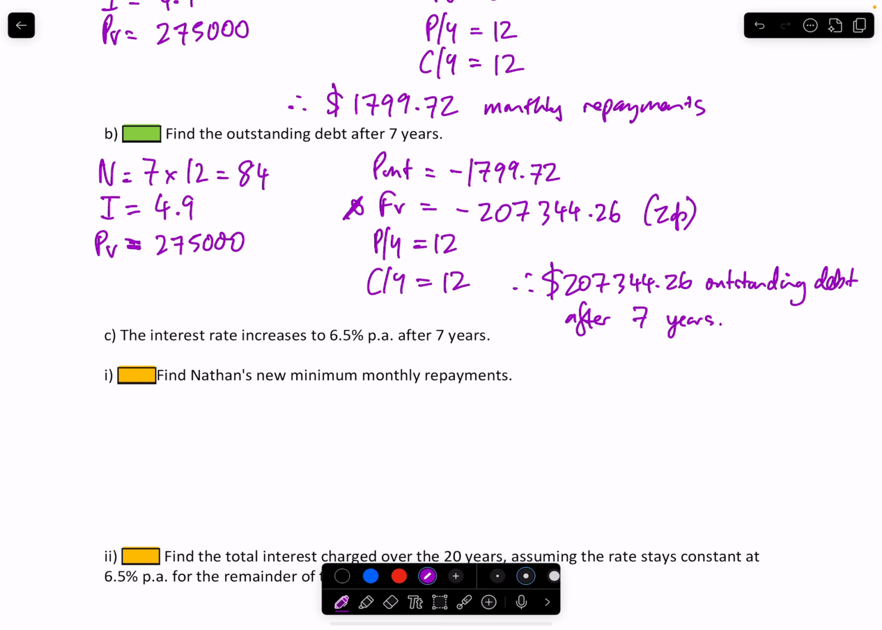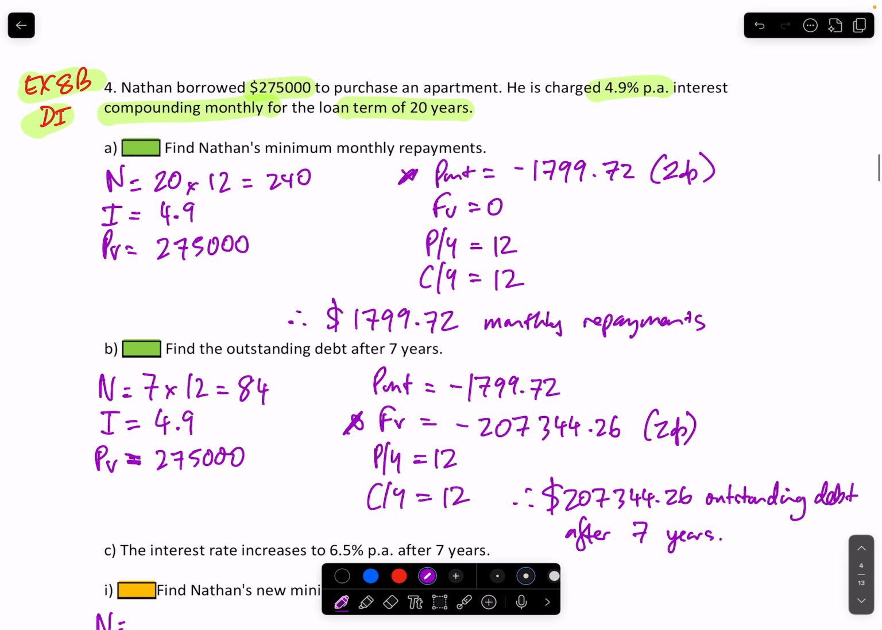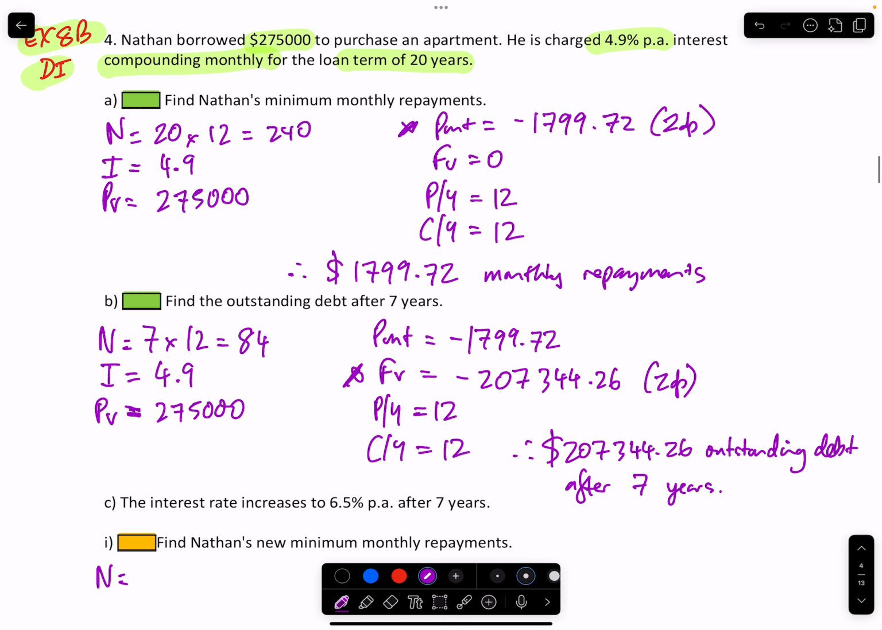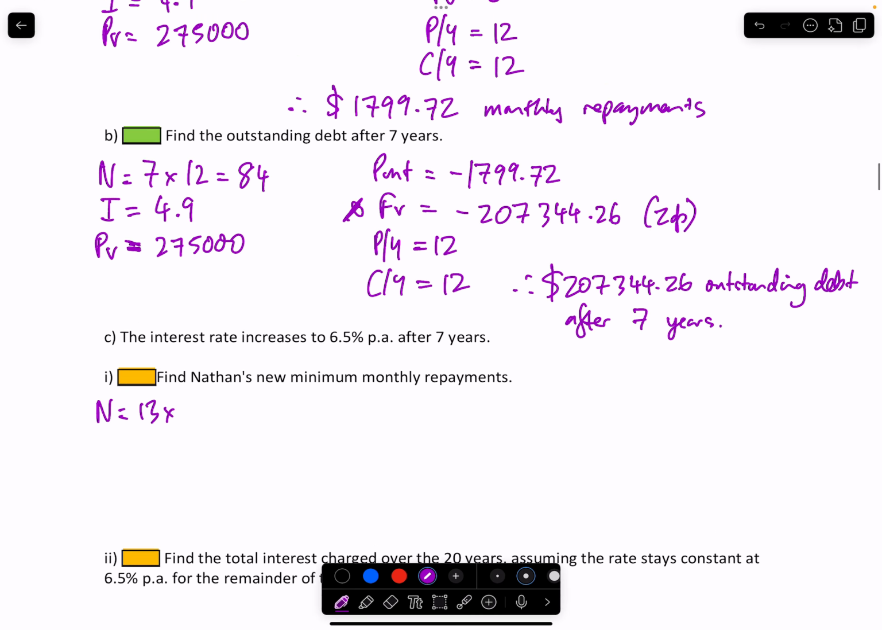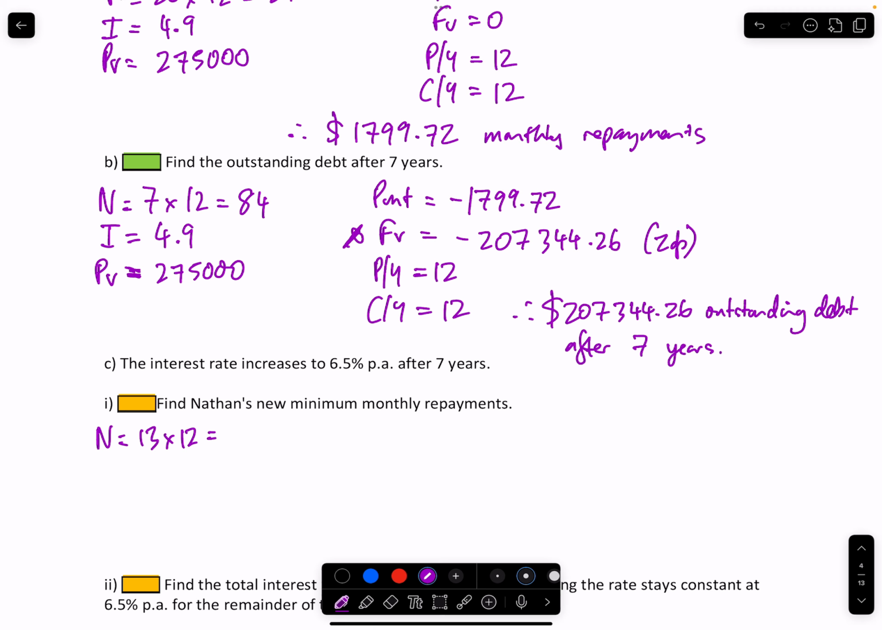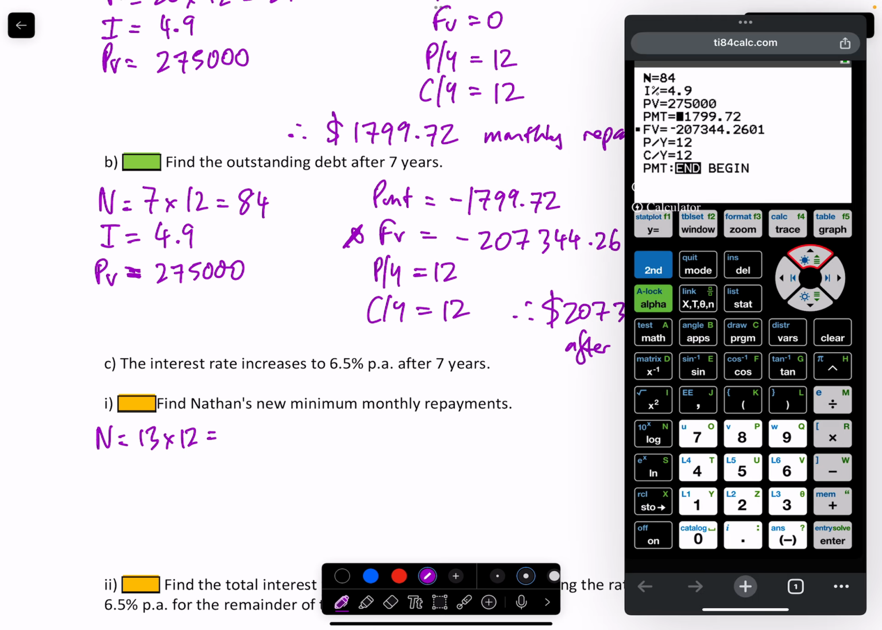So N, he's paid 7 years already. The loan term is 20 years, so he needs to pay it off in the remaining time, which is 13 years times by 12. 13 times 12 gives me 156. The interest rate is now 6.5%. That's important.